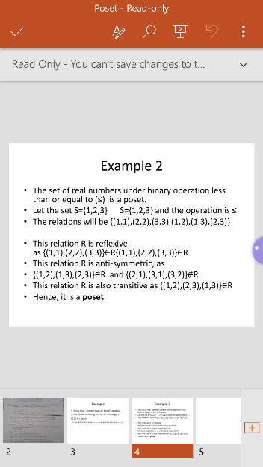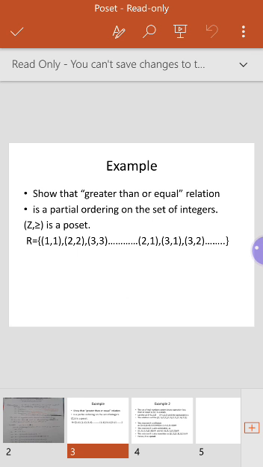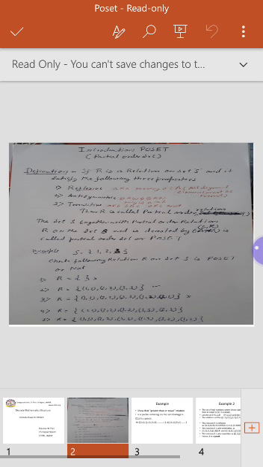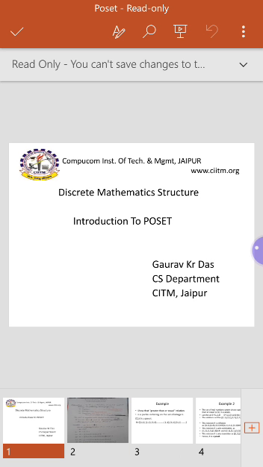Hence we have seen the definition of poset and some examples of poset, and I hope you are clear about partial order sets.